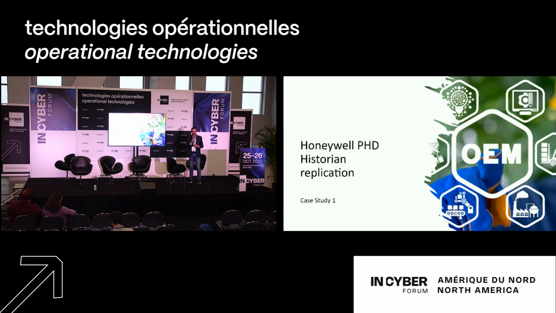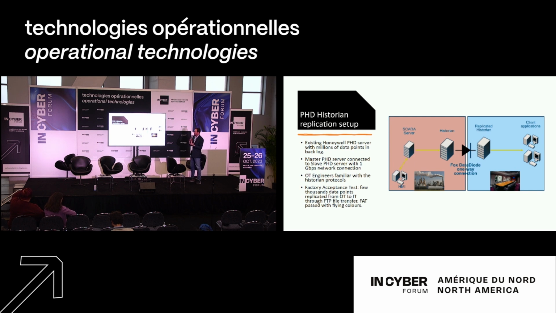Honeywell PHD is a historian that you implement in your OT part, and it's exactly what we show here. You have the PHD, a software to get the data, and the historian. Then you put a physical layer, the data diode, that takes the data from here and pushes it one way to here in the IT part. In that case, the engineer was able to send 400,000 files in one second through the data diode.